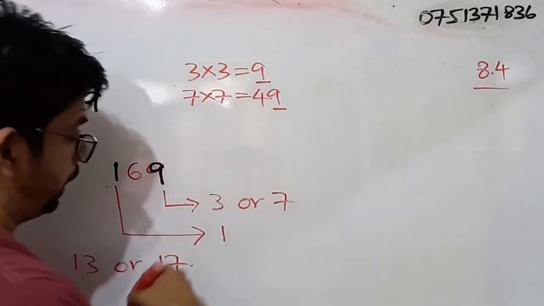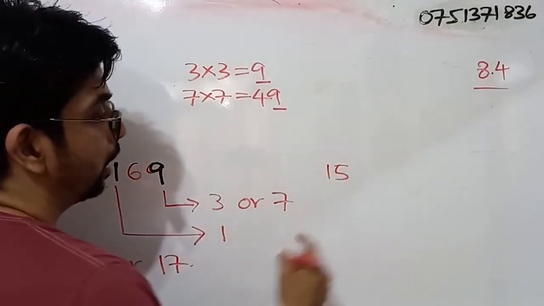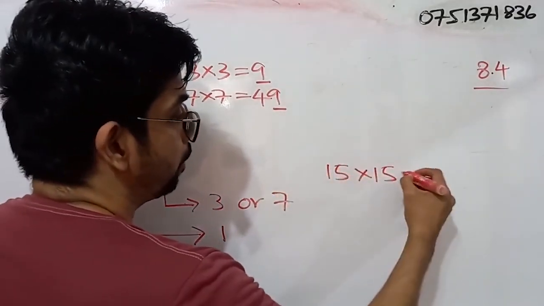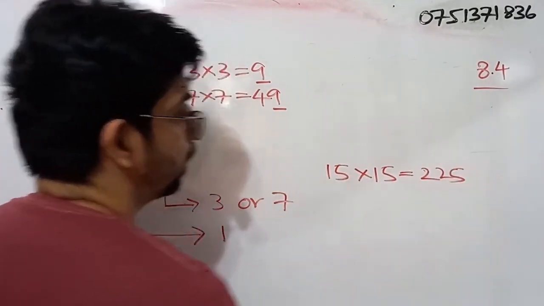So if we think about it, 15, and if we square 15, 15 into 15 we get 225.